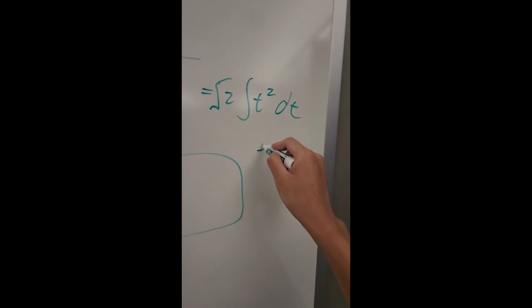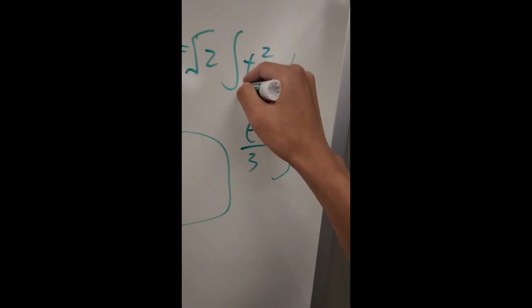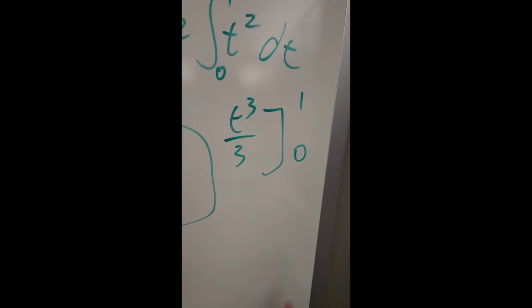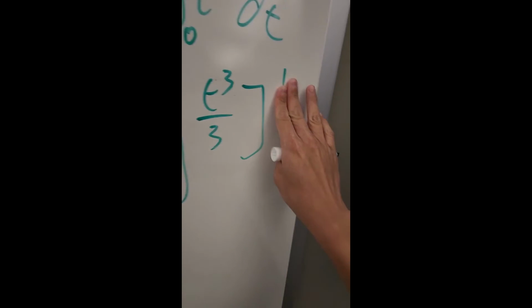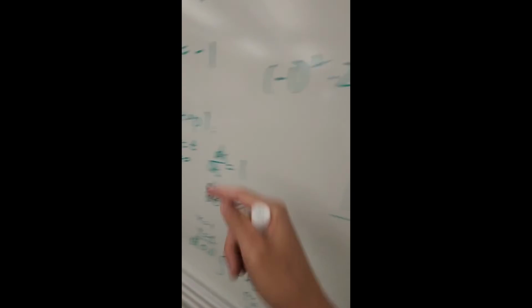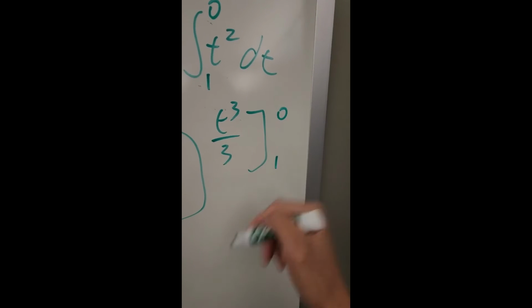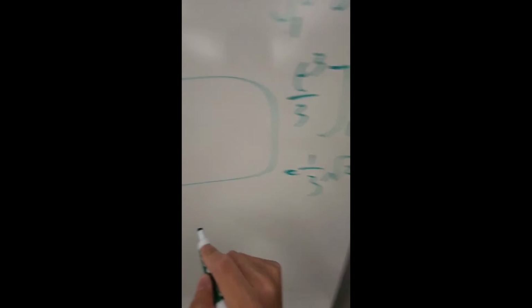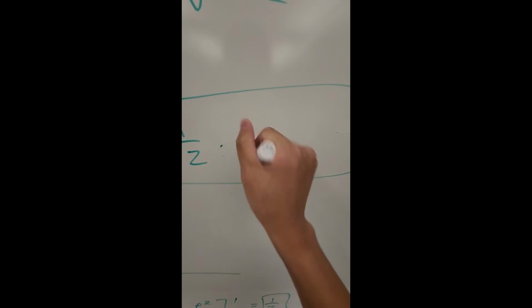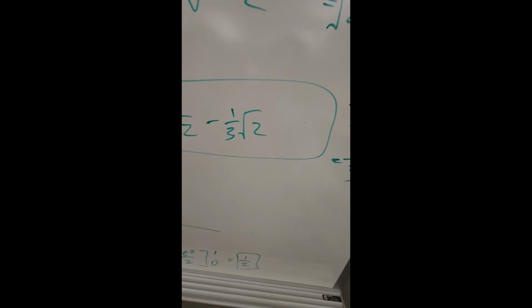And this part is just t to the third over 3, and you go from 1 to 0. Wait, it's not the same as 0 to 1, because we're going in a specific direction, so it's 1 to 0. So it will be a negative number, which is negative 1 over 3 square root of 2. So this minus 1 over 3 square root of 2, that's the final answer. I think it's right, but I'm not 100% sure.